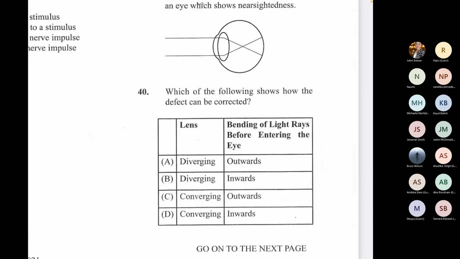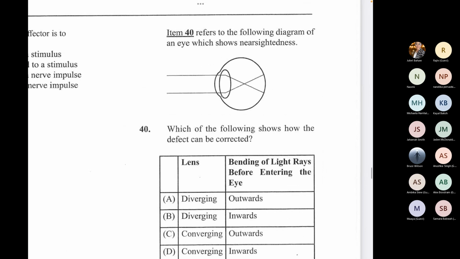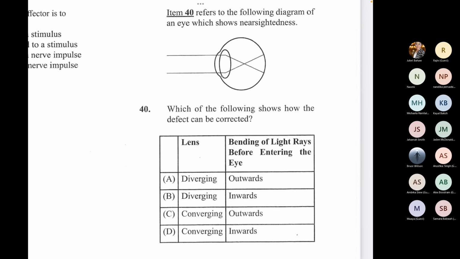Going back to 40, this one you have to kind of think about. Now we don't know if it's near side or short side. You need a concave or divergent lens. We have that part all ironed out. Now when it says the light has to enter the eye, there's a bending of light rays before entering the eye. It could be the eyeball is too long, from the front to the back. Near-sightedness is when the eyeball is too long.